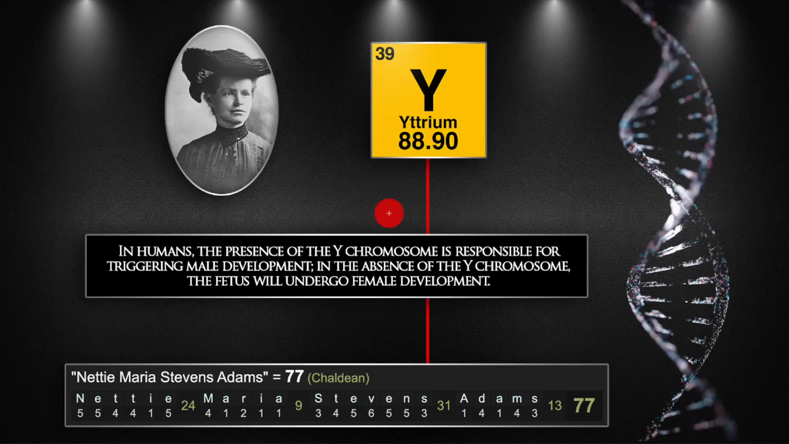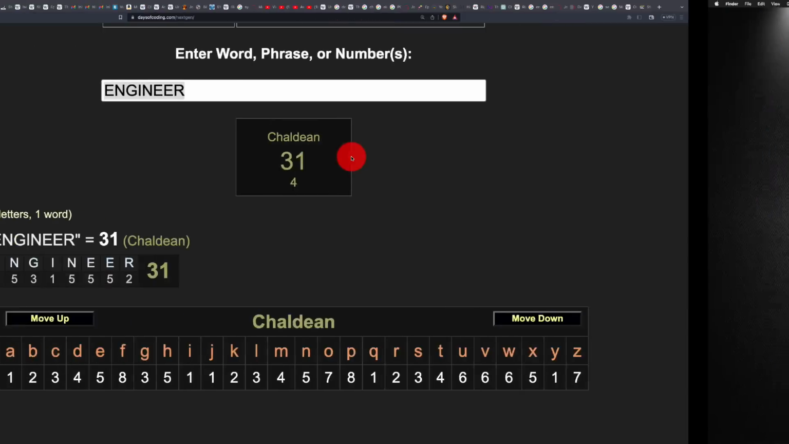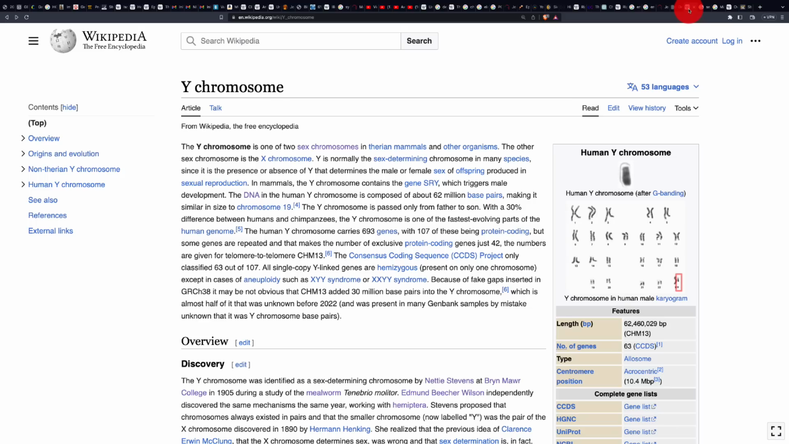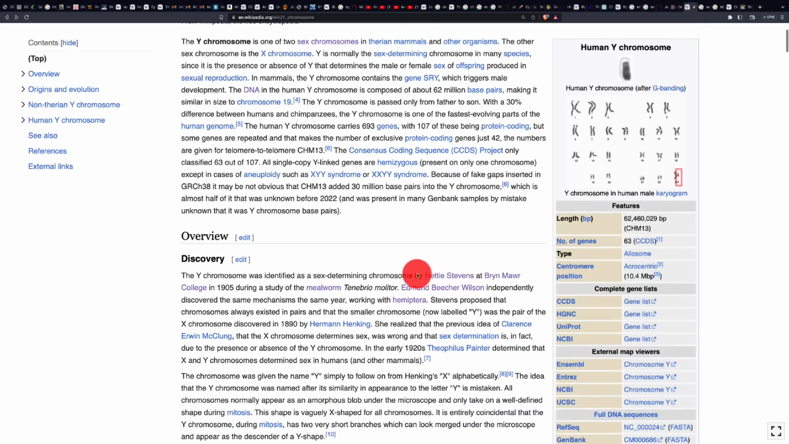Nettie. Let me just digress. Right here, here's her name, Nettie Maria Stevens Adams. And I'm going to digress and show you what's her claim to fame. She is the discoverer. She was the first one to identify sex-determining chromosomes, the Y chromosome.